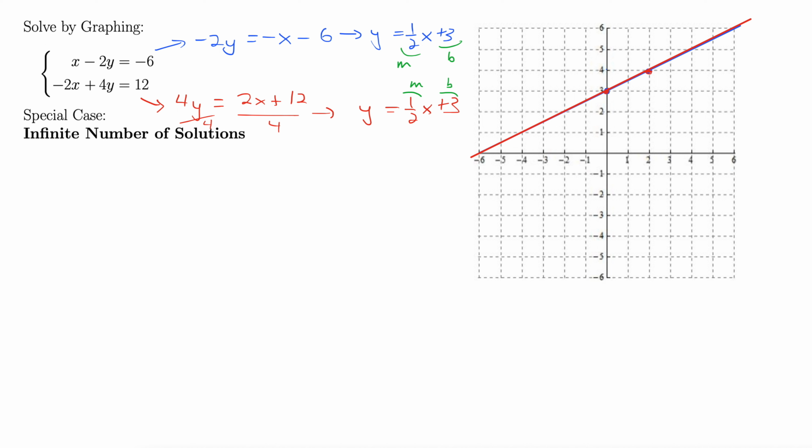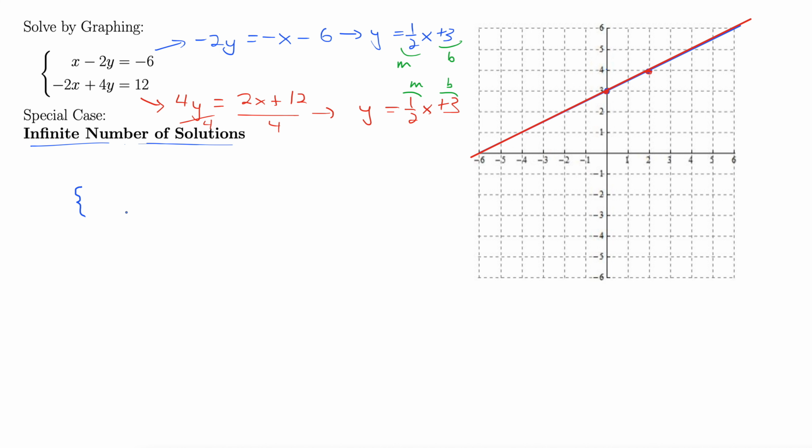Now remember, a solution occurs wherever these two lines cross. Well, these are the same two lines. So where do they cross? They cross everywhere. Thus, we say this has an infinite number of solutions, but it's not enough to just write this, right? We don't just say infinite number of solutions, because we can say more than that.